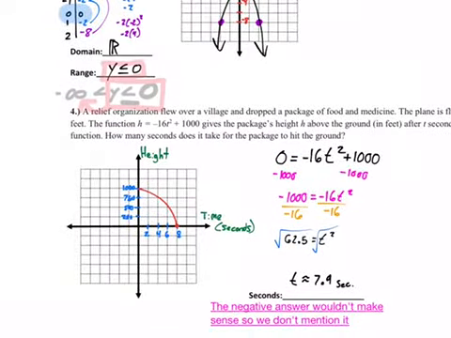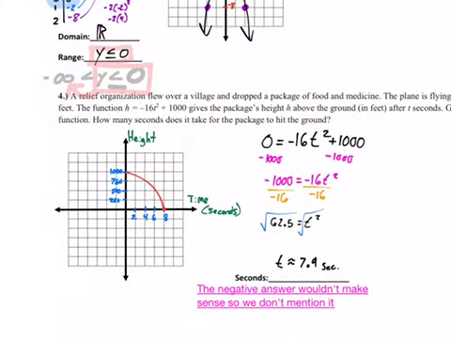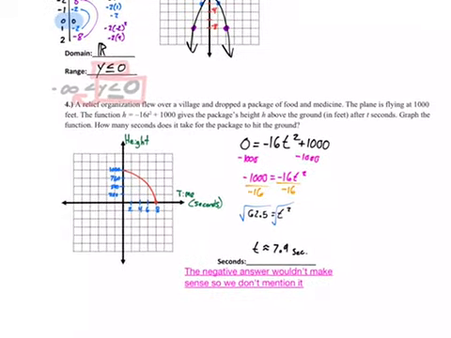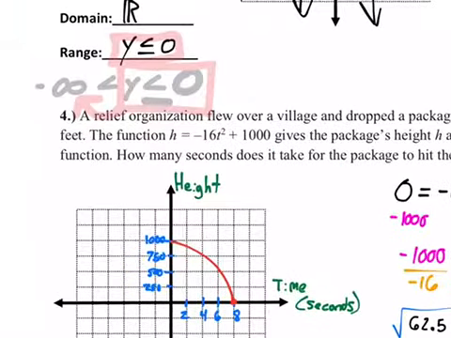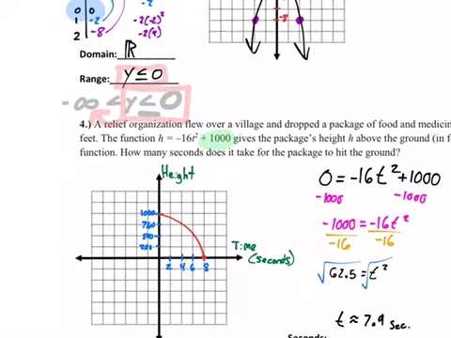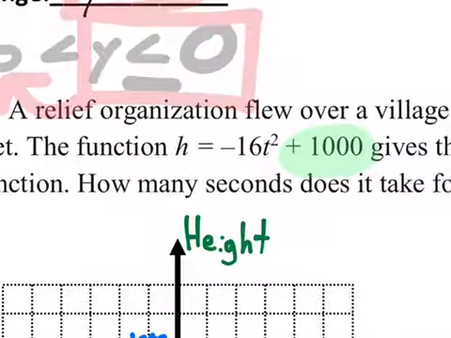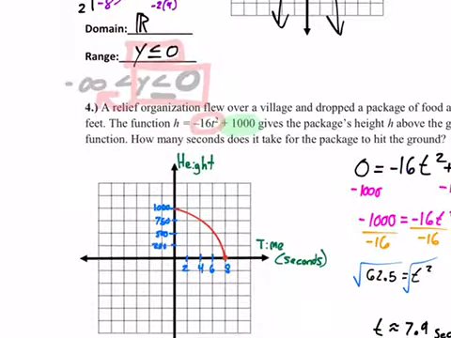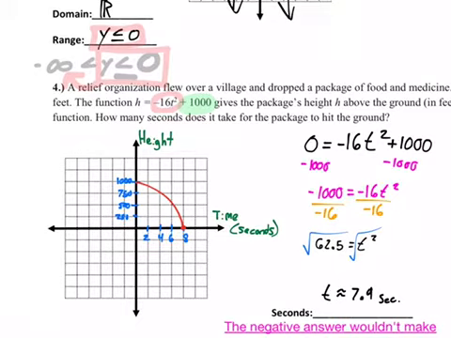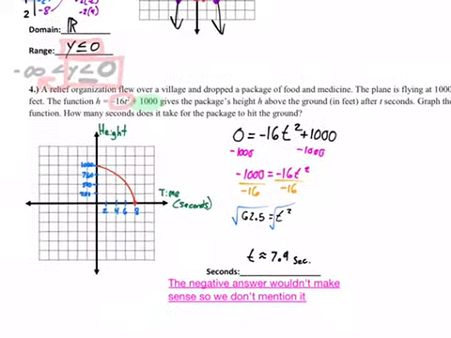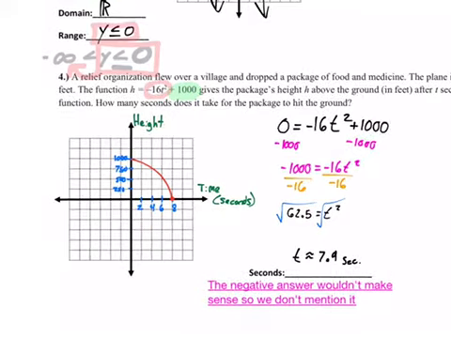All right. This problem here, a relief organization flew over a village and dropped a package of food and medicine. Good for them. The plane is flying at 1,000 feet up in the air. All right, that's where we see this y-intercept right here of 1,000. And then we have the -16t squared. And if you remember, that's going to be a gravity component. Gives the package height h above the ground in feet after t seconds. Graph the function. How many seconds does it take the package to hit the ground?